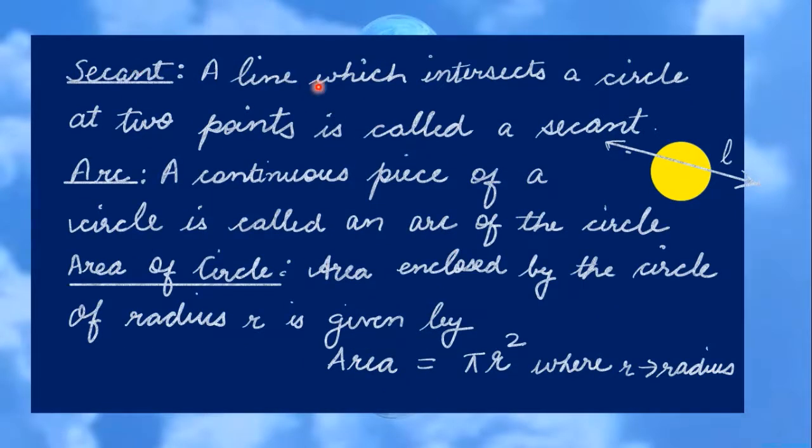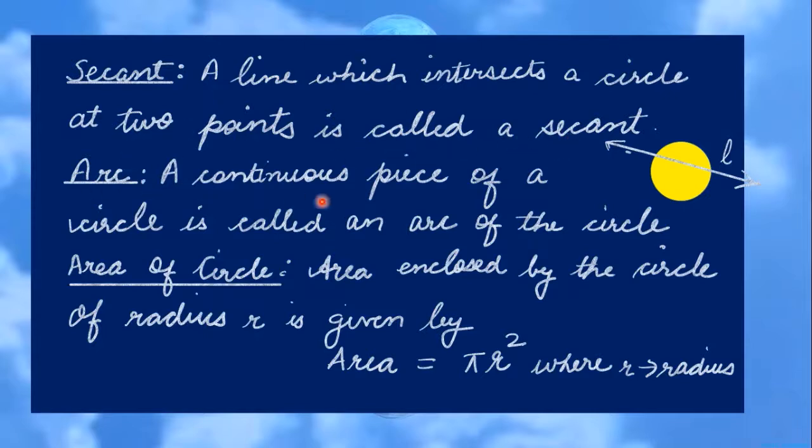Now for secant, a line which intersects a circle at 2 points is called a secant. Now you can see over here, this is your circle and this line L is intersecting the circle at 2 points, one here and one here. So a line which intersects a circle at 2 points is called a secant.